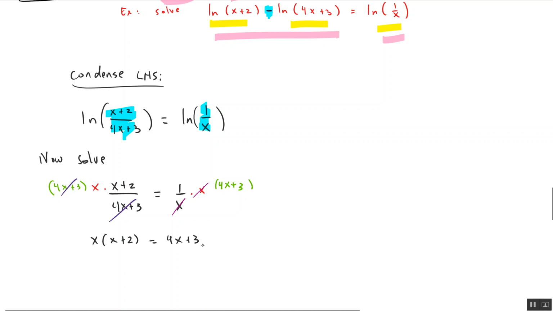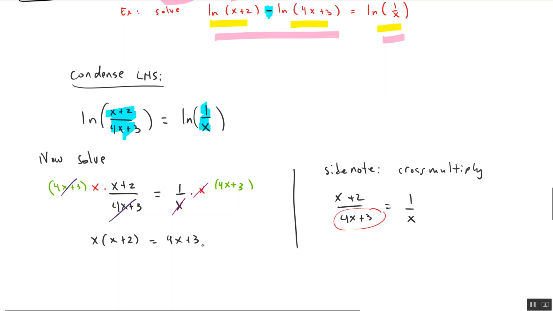By the way, as a side note, this is also the same thing as cross multiplying, if you want to try that. So if we have x plus 2 divided by 4x plus 3, and this all equals 1 over x. If we cross multiplied, meaning we took 4x plus 3 and multiplied it by 1, and then we took x and multiplied it by x plus 2, we get exactly the equation that we have on the left. We get the same results we have now.